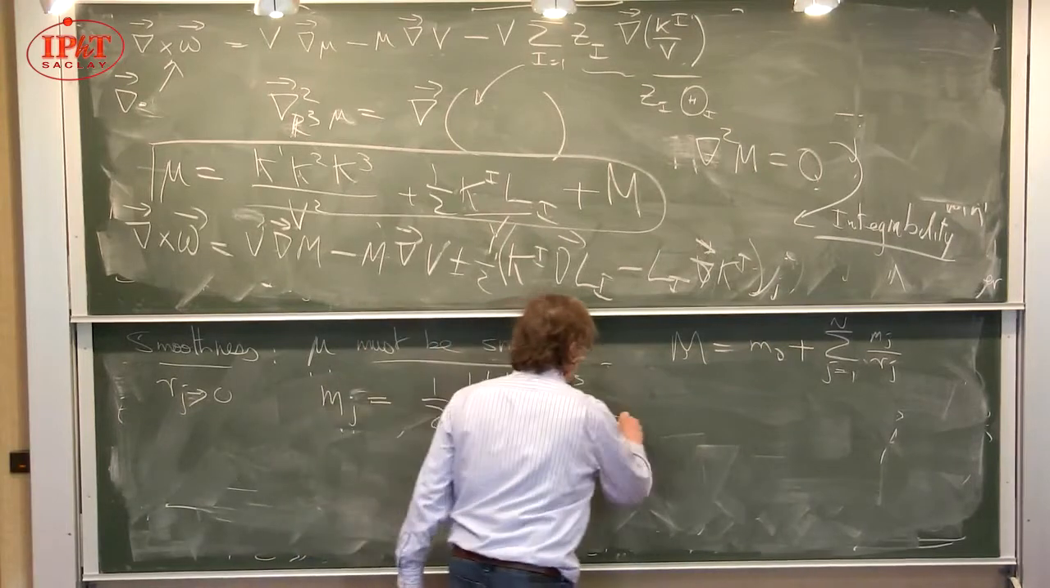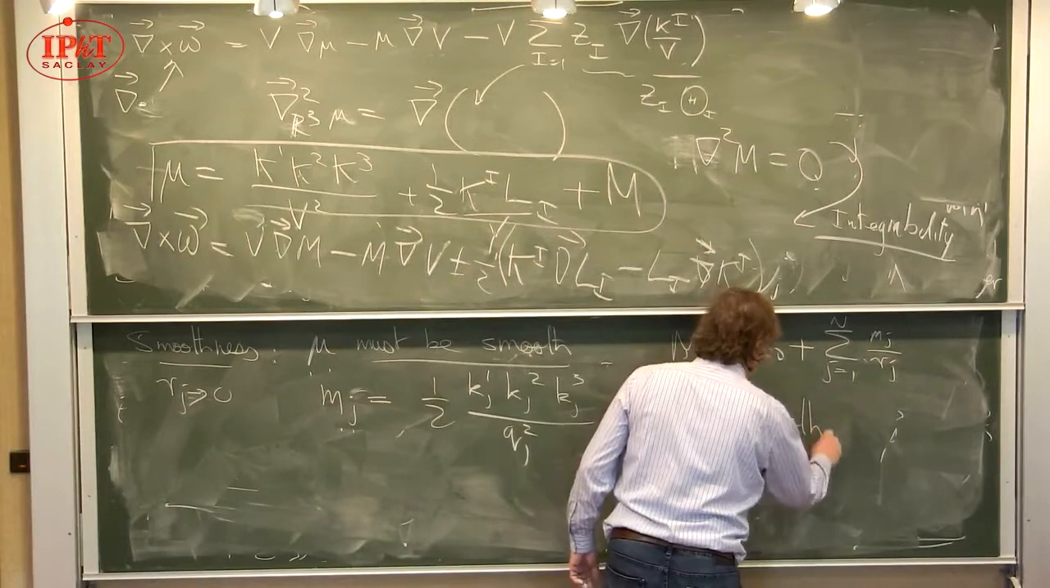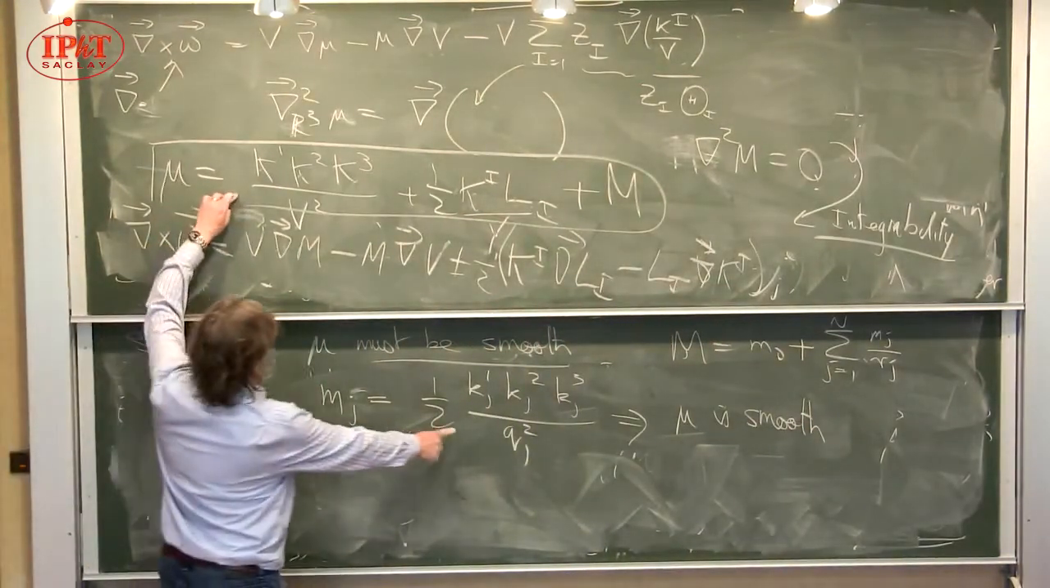And that means that then mu is smooth. And the basic point, the dangerous point, as I said, is when Rj goes to 0, and this produces a pole of exactly that type.